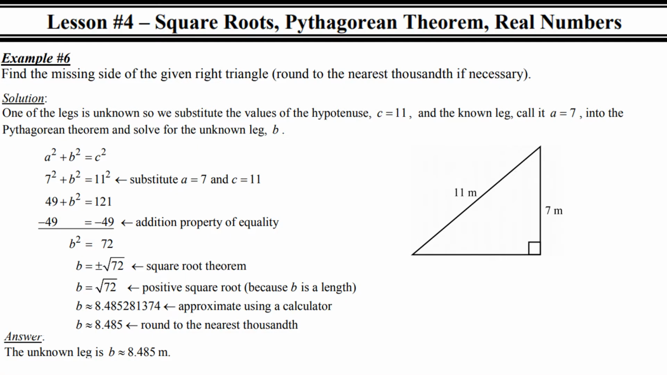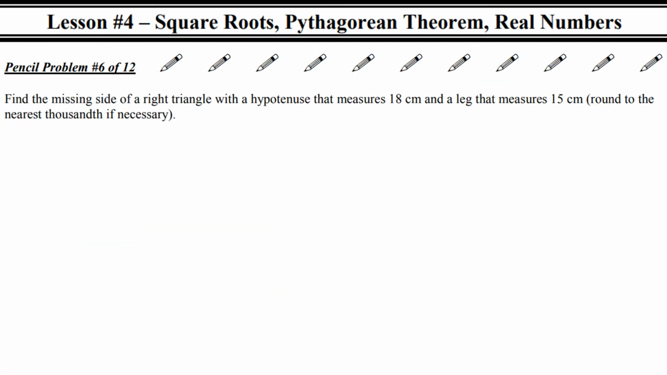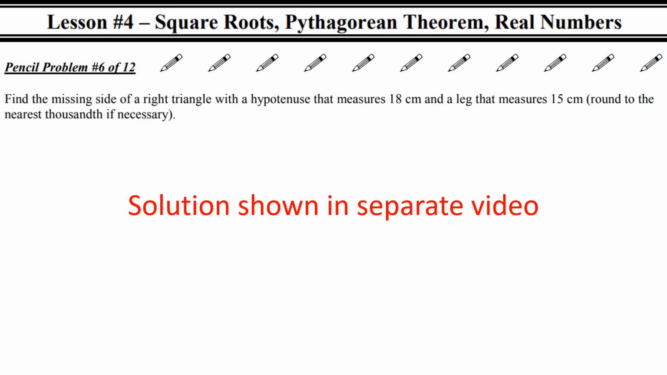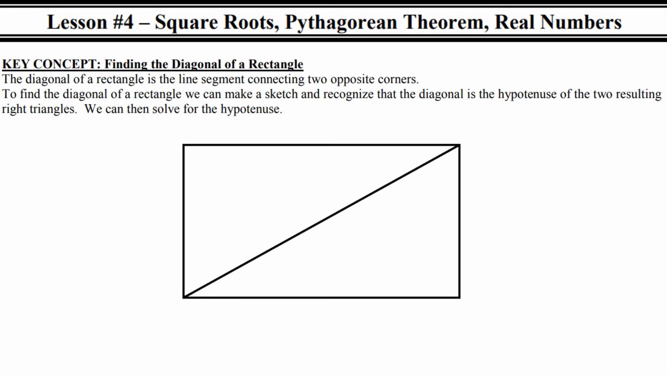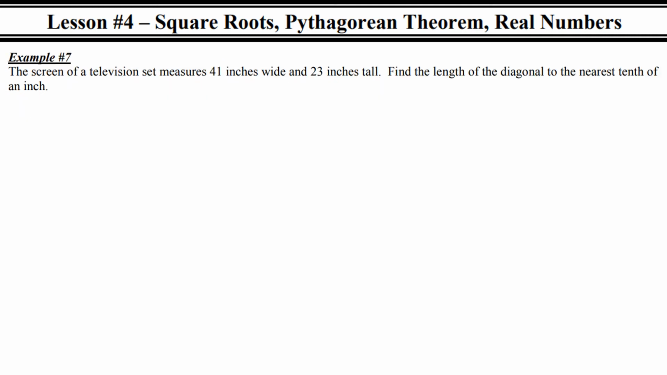And here's that same example typed up. That brings us to pencil problem number 6, which is shown in a separate video. Finding the diagonal of a rectangle. The diagonal of a rectangle is the line segment connecting two opposite corners. To find the diagonal of a rectangle, we can make a sketch and recognize that the diagonal is the hypotenuse of the two resulting right triangles. We can then solve for the hypotenuse. Here's an example.